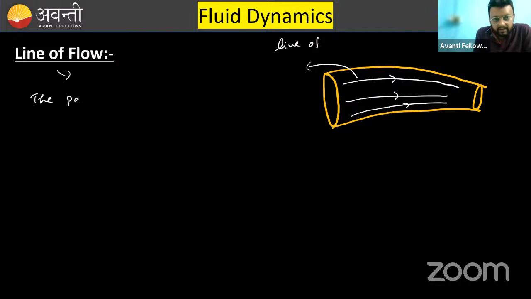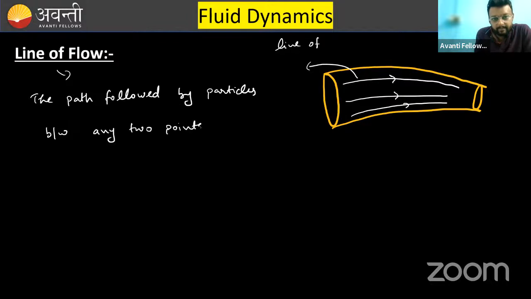The path followed by particles between any 2 points, like this is point A and this is point B, between any 2 points is the line of flow. Clear?